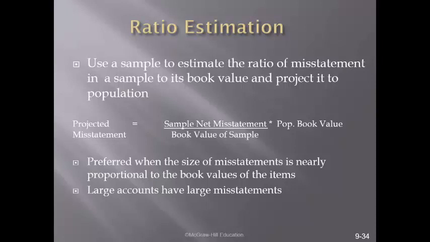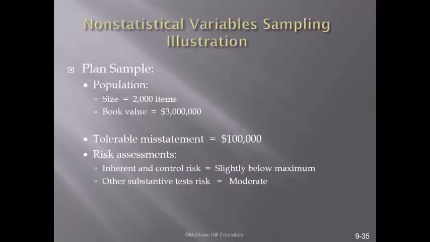Ratio estimation is preferred when the size of misstatement is nearly proportional to the book values of the items. In other words, it is appropriate when larger accounts have large misstatements and smaller accounts have small misstatements. The major differences between statistical and non-statistical sampling in substantive testing are in the procedures used to determine the sample size and evaluate the sample results.